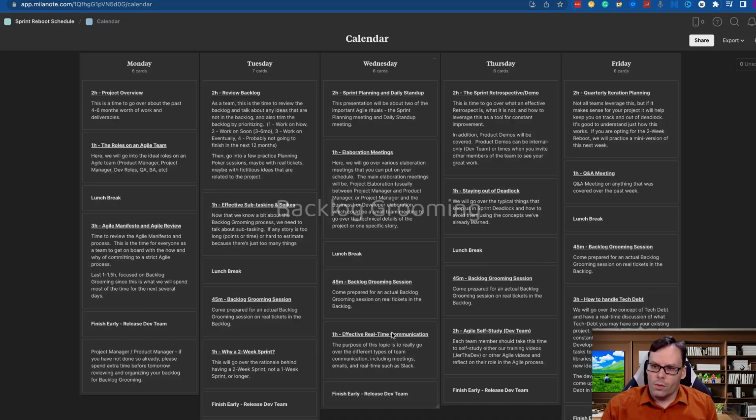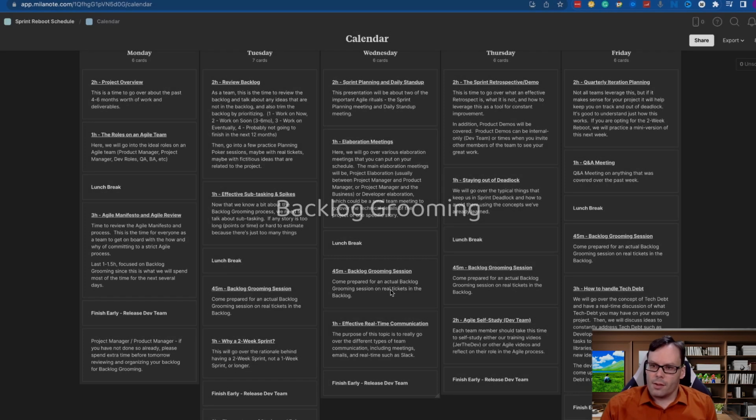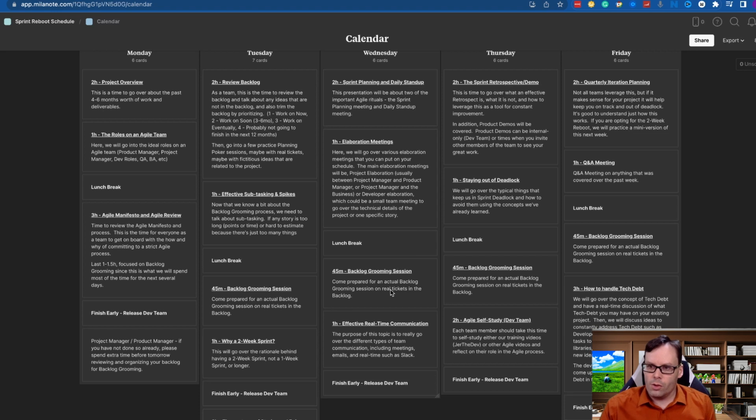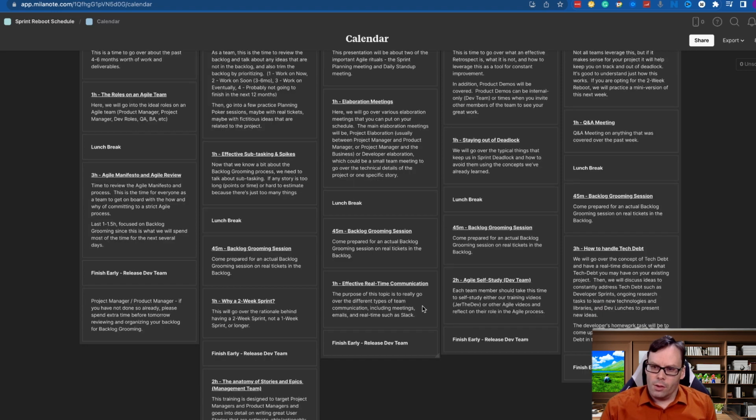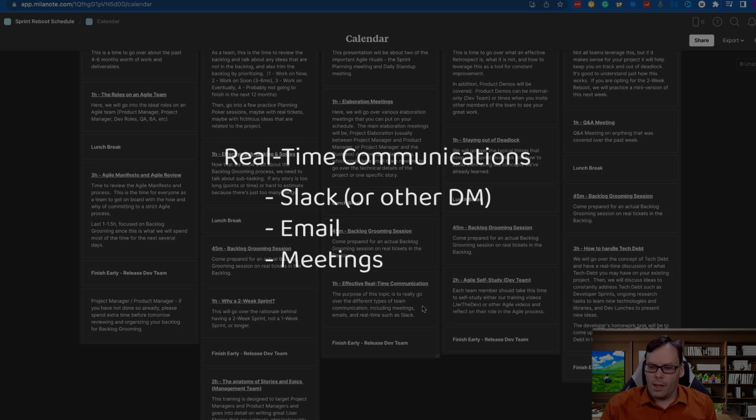Then after lunch, we'll do another 45-minute backlog grooming session. A lot of people at this point ask if it's too much in terms of, are we doing too many backlog grooming sessions? And I would say no, because the purpose of the sprint reboot is to get out of deadlock. And if you're in deadlock, that usually means that there's a lot of work that needs to be done on the backlog in order to get things estimated properly and start planning properly for what tasks can actually be completed moving forward. Then we go over some effective real-time communication strategies.